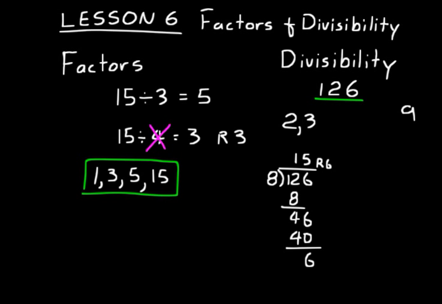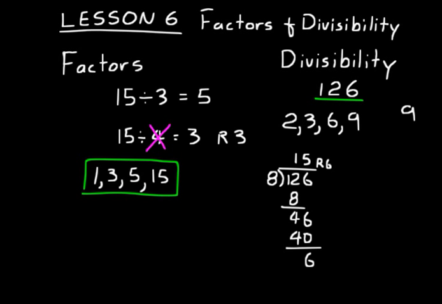And 6, if the number can be divided by 2 and by 3, well, it can. Those are our two numbers that we have there. So 6 is also a factor. And then 9, if the sum of the digits can be divided by 9. Well, 9 divided by 9 is 1, a whole number answer. So 9 is also a factor.